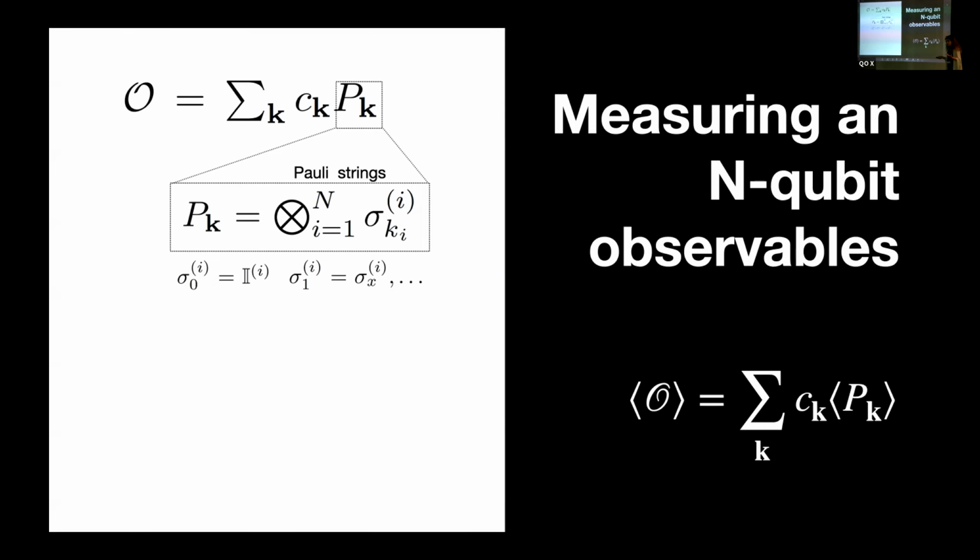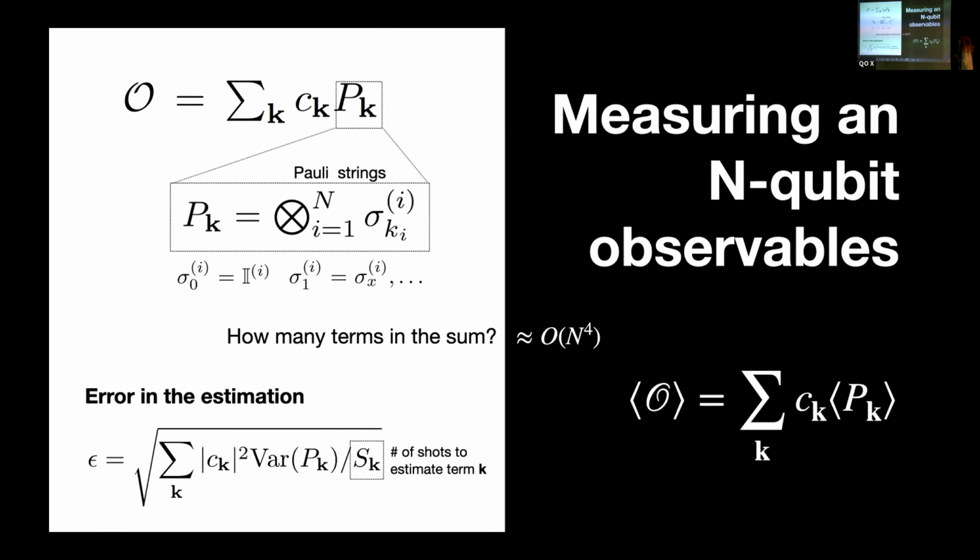And in general, how large is this sum? How many terms are there in this sum? For many interesting systems, for example, for calculating electronic structures, for quantum chemistry calculations, the terms in the sum are of the order n to the 4, sometimes n cubed, but they are very many. And of course, this is a problem because if you want to consider the error in the estimation of this mean value, you immediately will see that this is given by the square root of the weighted sum of the variances of all the Pauli strings, divided, of course, by the number of shots used to estimate each term. So you have to repeat the measurements very, very many times.